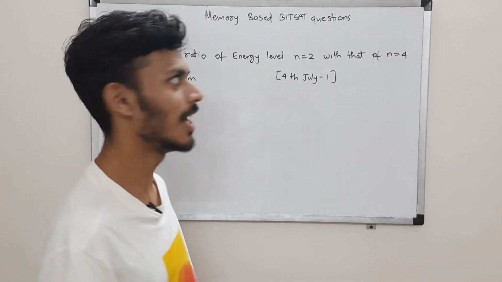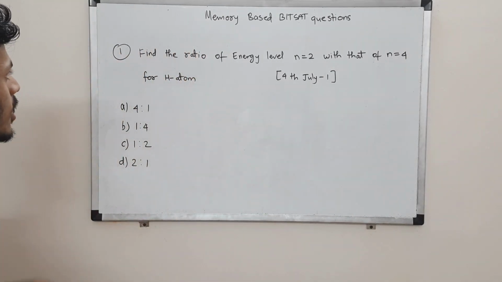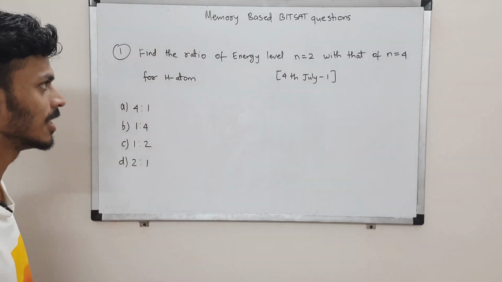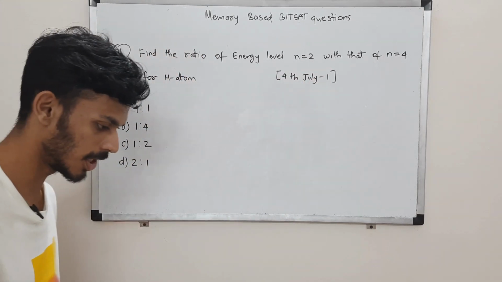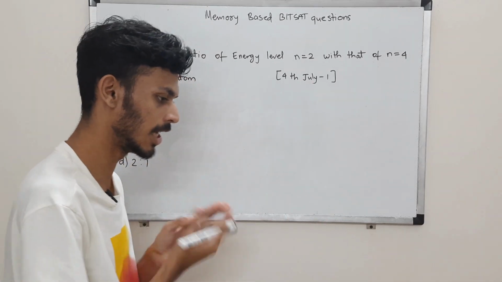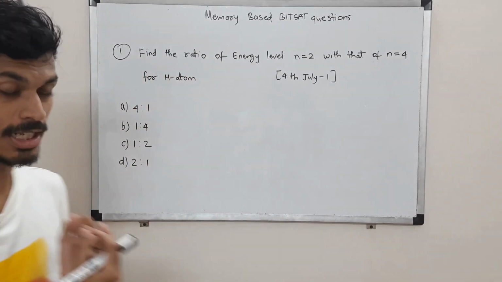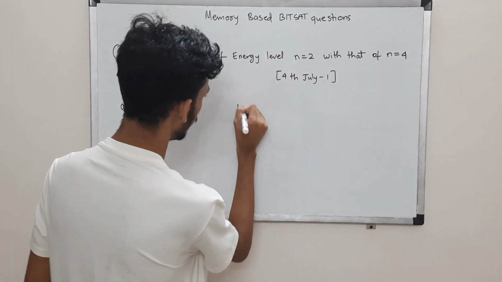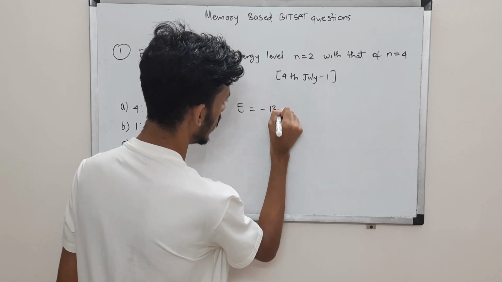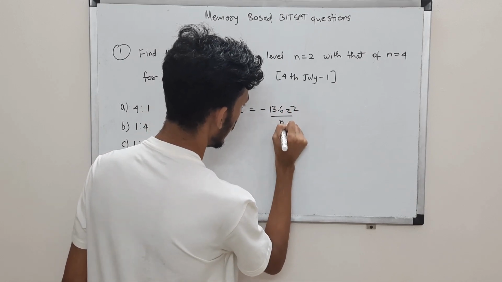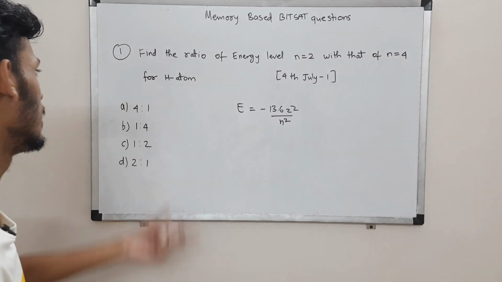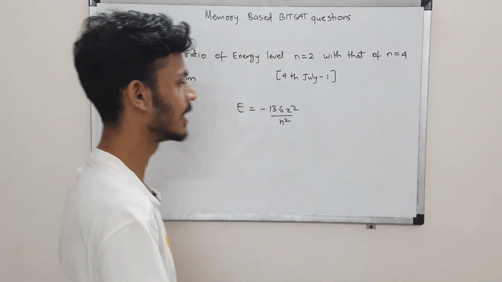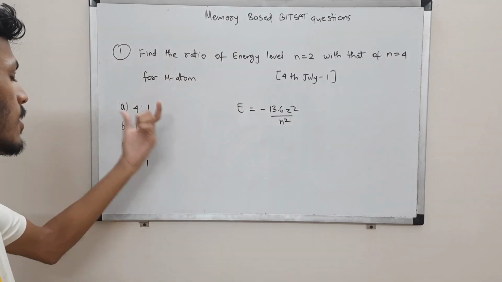So starting with question 1, which is from 4th July shift 1, here you are supposed to find the ratio of energy level n is equal to 2 with that of n is equal to 4, for a hydrogen atom. So basically they are asking you for the ratio of energies for the stationary state n is equal to 2 and n is equal to 4. So energy, the formula for it is minus 13.6 Z square divided by n square. Clearly it is for a hydrogen atom, so Z does not matter over here. Z is 1, right? Z stands for atomic number, so Z is 1 over here.